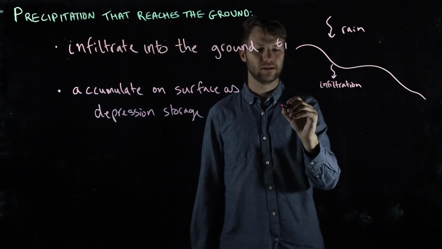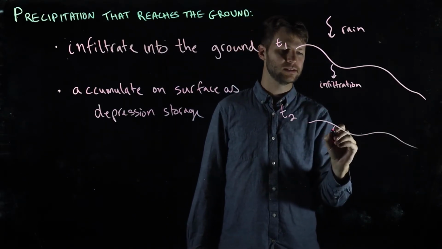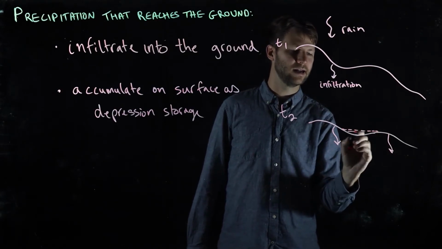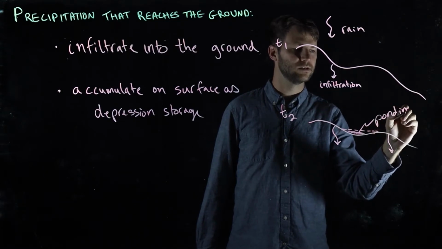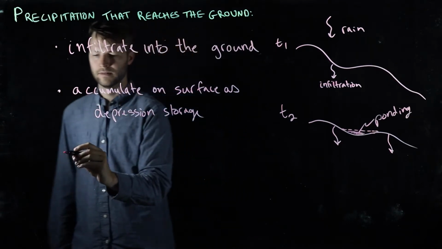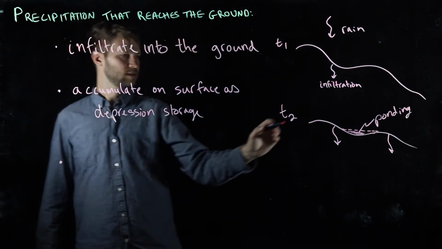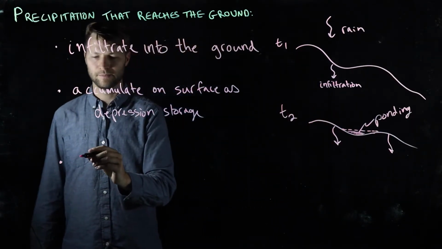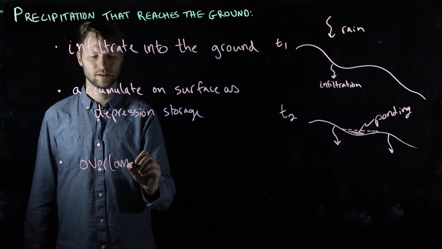And so at time 2, for example, we'll have our same hill slope here. It still might be infiltrating, but you might start to see ponded water here. Ponding. So this is a depression in the ground and the water is accumulating there. Finally, if it keeps raining, and it might still be infiltrating, but maybe the infiltration rate can't quite keep up, you might get something that's aptly called overland flow.